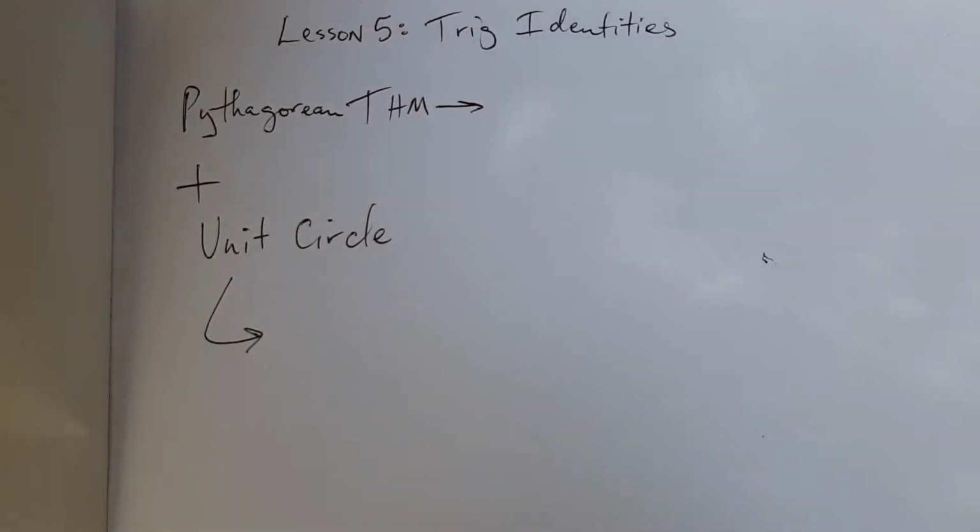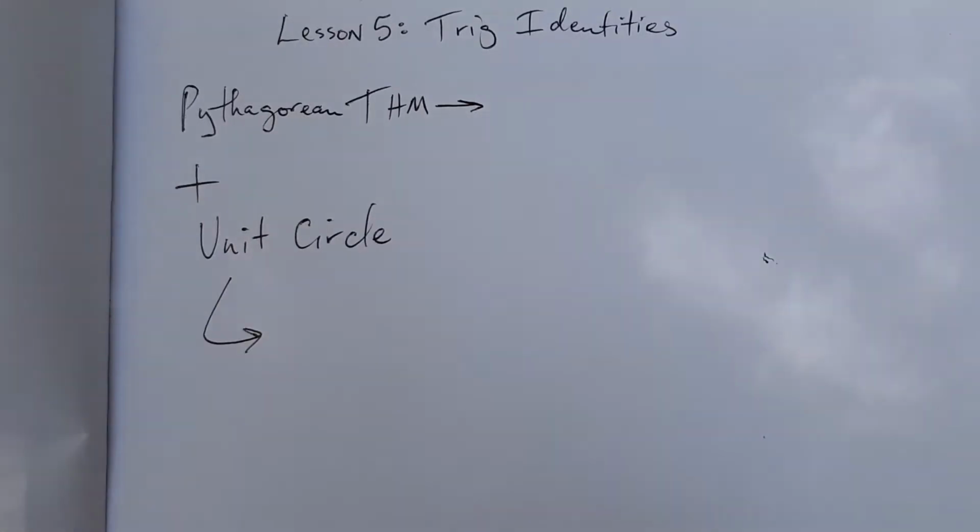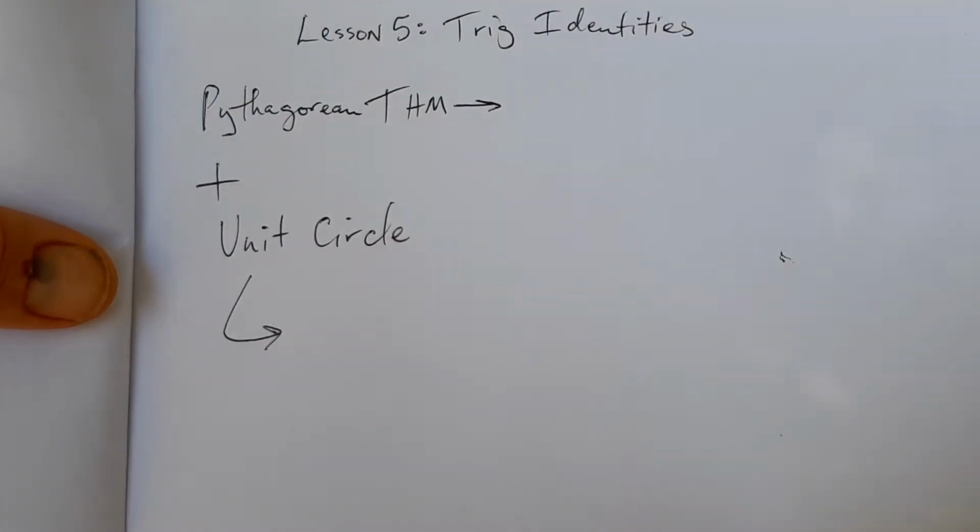Okay, lesson 5, trig identities. I'm going to take the Pythagorean theorem plus the unit circle and come up with these interesting relationships of sine, cosine, tangent, secant, cotangent. Okay, so your book does it. I'll do it also here so you can see it step by step.